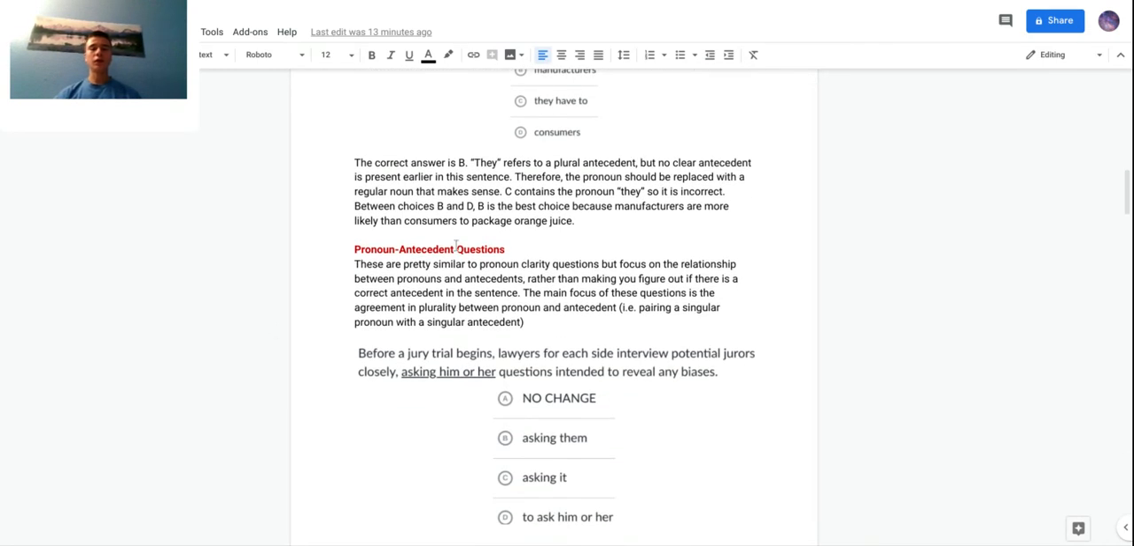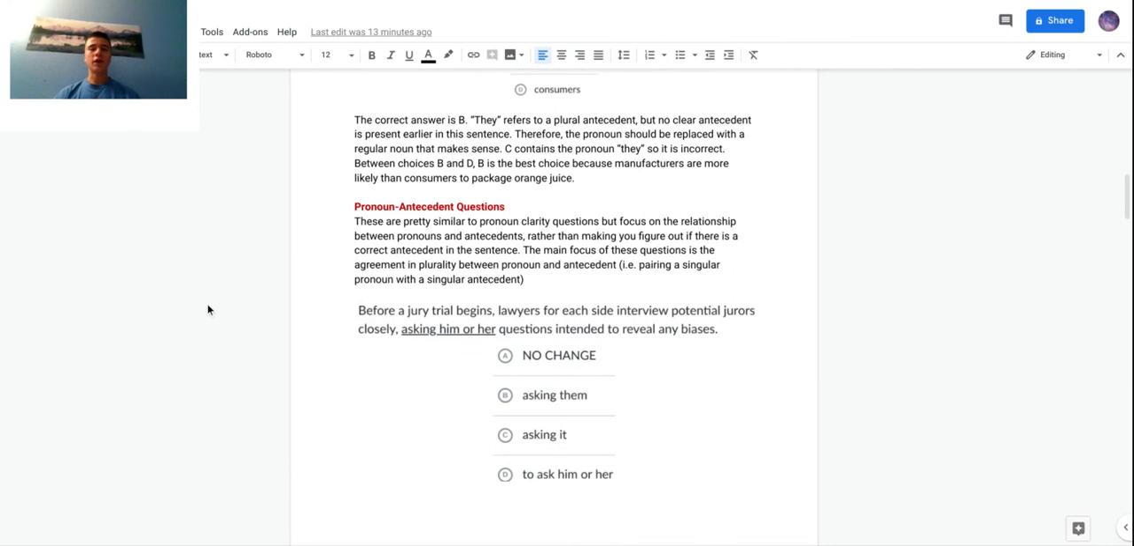So here are pronoun antecedent questions. Pretty similar to pronoun clarity questions, but they just focus on the relationship between pronouns and antecedents. So pretty much all this is singular versus plural. These questions will often have a singular antecedent with a plural pronoun or vice versa, and you just want to correct it to make it right.